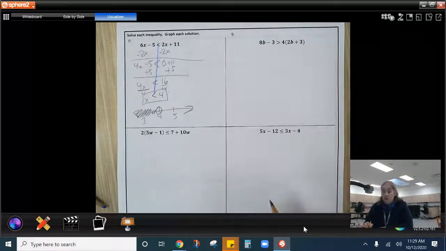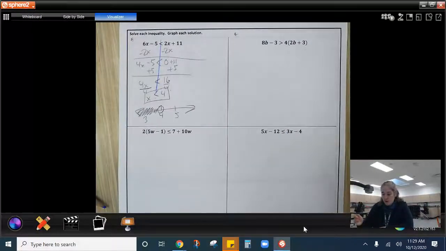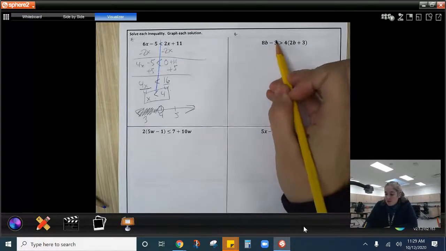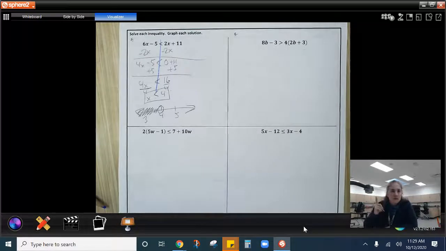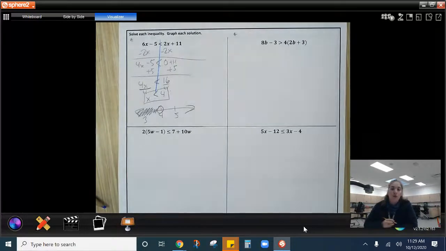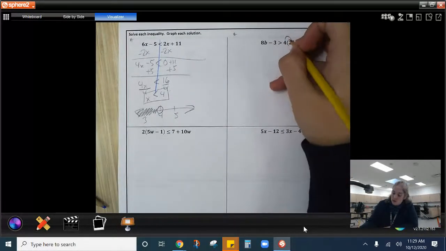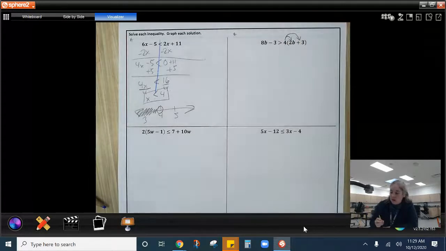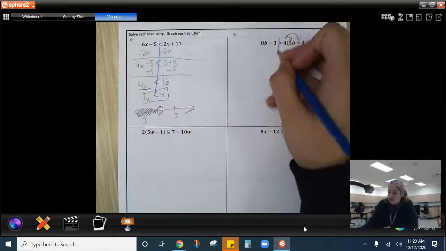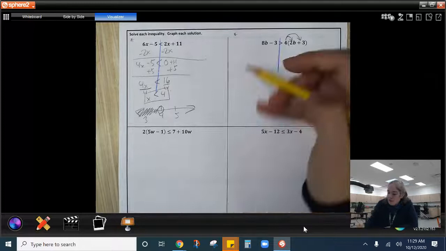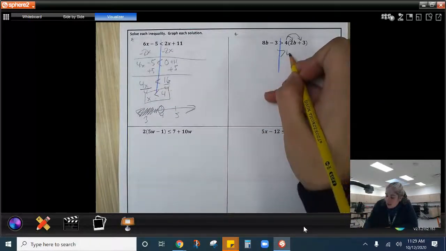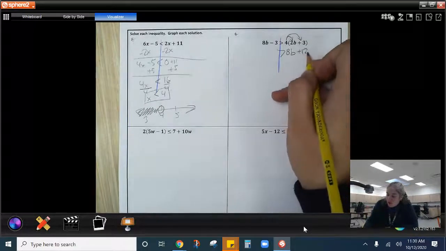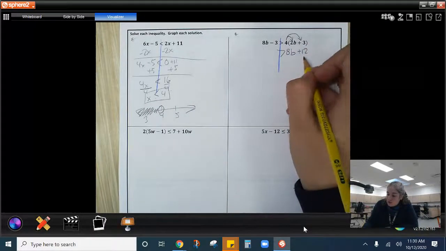All right. We are on to our last example for this video, and I want you to try some of the rest on this page. So we've got 8b minus 3 is greater than 4(2b + 3). What's the first thing you do when you see those parentheses? We always distribute. That should be your go-to gut instinct for parentheses in a number. Remember, it always means to multiply. So when we distribute that, we get 8b plus 12, right? 4 times 2b is 8b, 4 times 3 is 12.